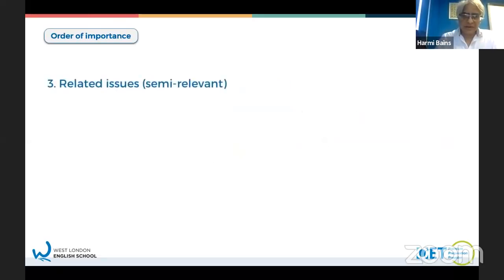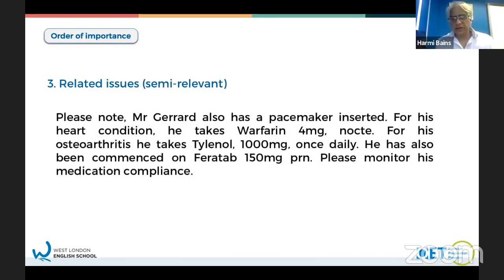So let's have a look at paragraph 3. Now we're moving to lesser important, semi-relevant information. Please note, Mr. Gerard also has a pacemaker inserted. For his heart condition, he takes warfarin 4 milligrams, nocte. For his osteoarthritis, he takes Tylenol 1,000 milligrams once daily. He has also been commenced on Ferritab 150 milligrams PRN. Please monitor his medication compliance. Okay, so we've got related issues as well, not directly related to the main medical issue, but less important information.